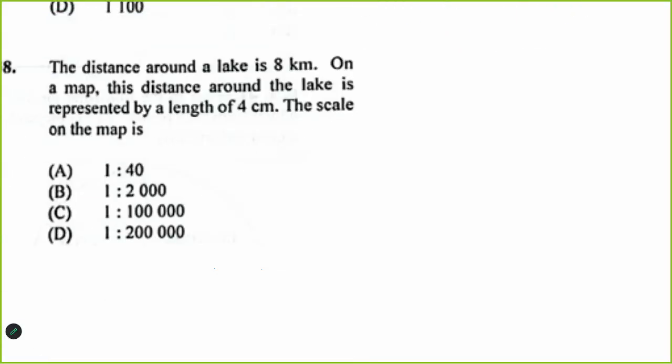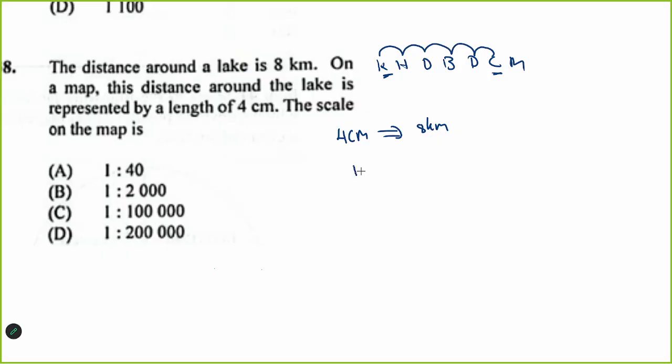The distance around the lake is 8 kilometers. On a map, this distance around a lake is represented by 4 centimeters. Alright, so first off, we are comparing 4 centimeters to 8 kilometers. Before we do a comparison, you need to change centimeters to kilometers. If you do not know, again, King Henry died by drinking chocolate milk. We're going from centimeters to kilometers. So we skip 1, 2, 3, 4, 5.